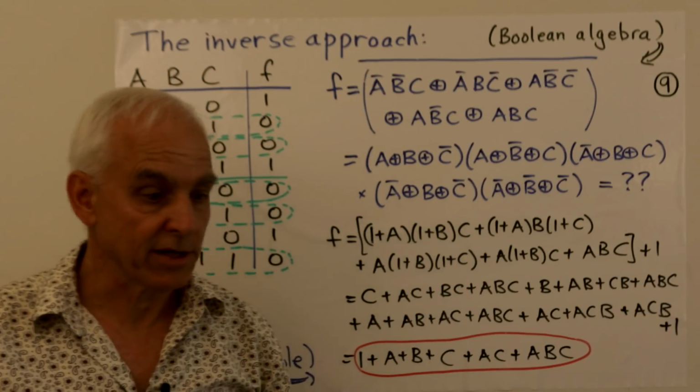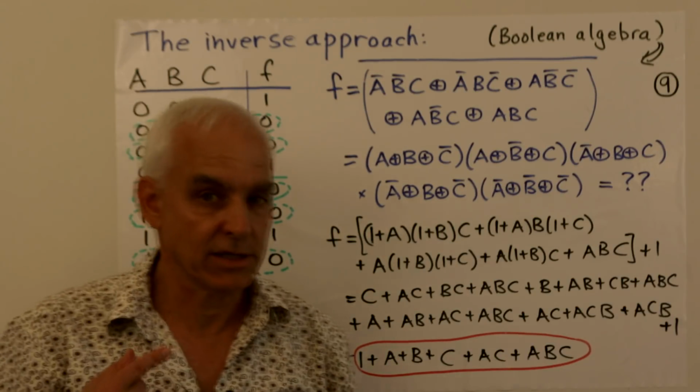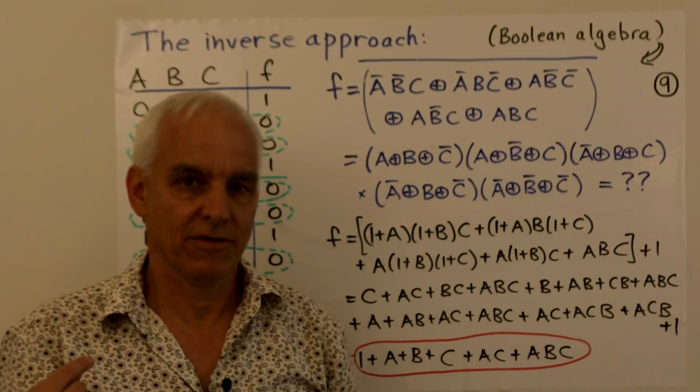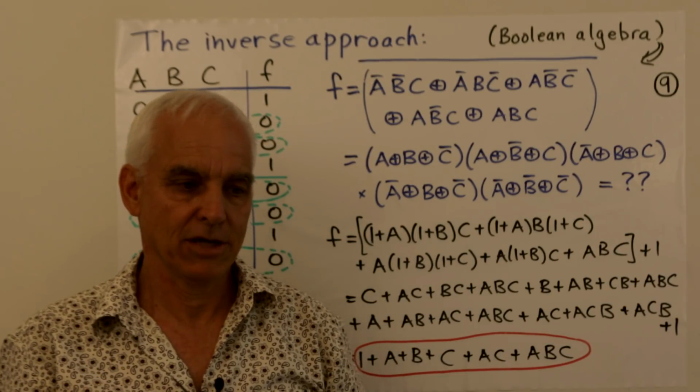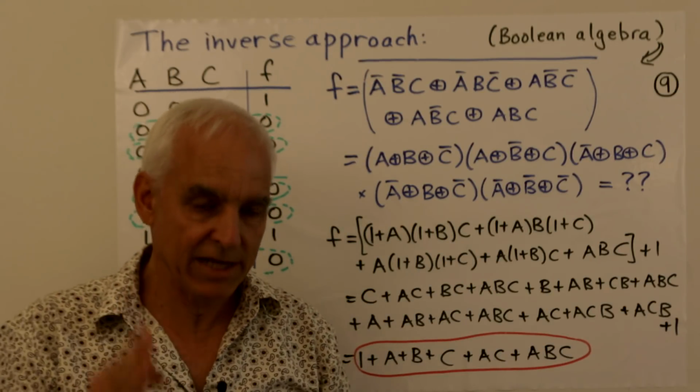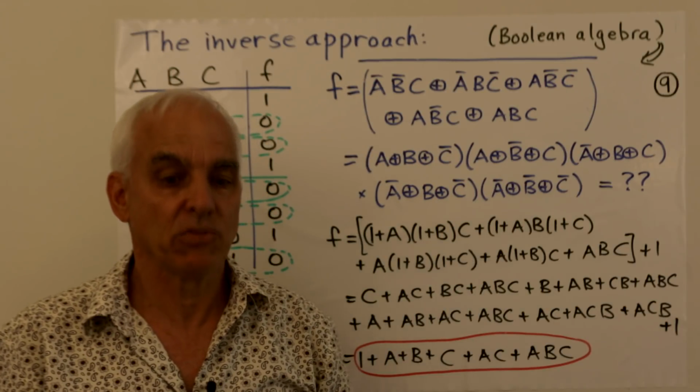Not entirely surprisingly, we get exactly the same thing as we did in the previous method. Okay, so we're getting the same canonical form. It really is a canonical form in the Algebra of Boole story.